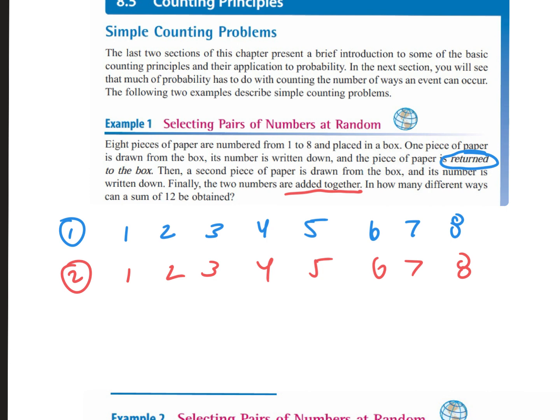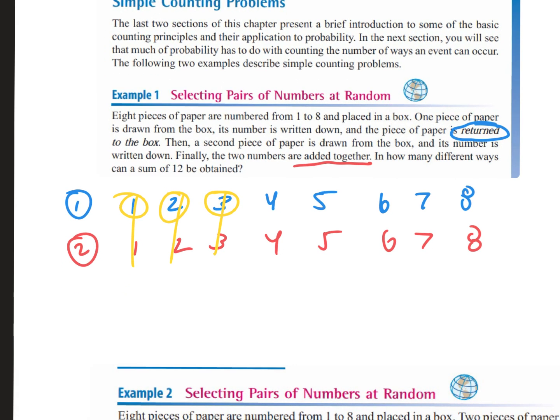It says just 12. So what are the possibilities that you could pull a card out, write the number down, or paper, whatever it is, and then do the same thing, pull out a second time, and when you add those two numbers together, you get 12. What are some possibilities? What would you have to add? Can you add 1 to anything? No. How about 2? No. How about 3? No. Okay, so none of those will work. How about 4? What happens if you pull out a 4? You could pull out an 8 the second time. Agreed?